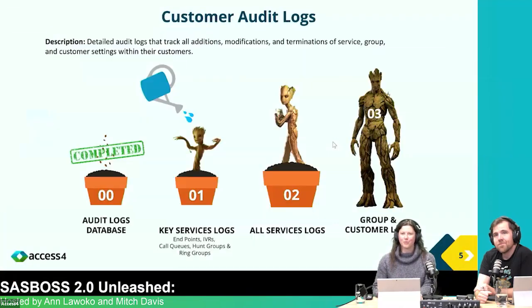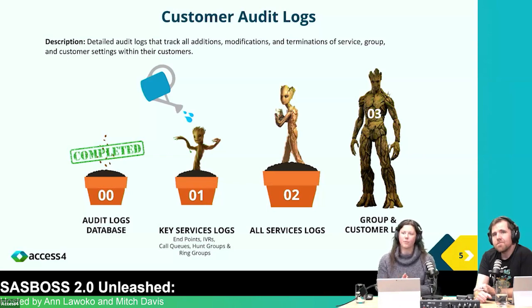All right, moving on to the crowd favorite. We have a Marvel theme going on in the SASBOSS team at the moment. So we're sticking with the Marvel theme of growth because there are a number of phases of audit logs. As you can see there, the 0 phase, which is the actual creation of the database for audit logs, has been completed. And what we're working on now is the key services logs with the interface. So when you see 00, that's because we had to actually create the database and architecture to start logging all of these events the correct way.